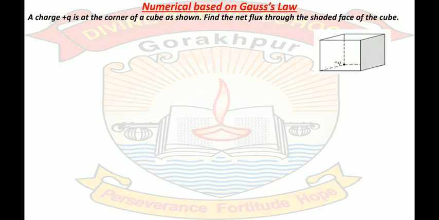One more question through symmetry: one charge is present at the corner of a cube, what is the net flux through the shaded face of the cube? Here it is the shaded face. Through one face only we have to tell. This question is different from the previous one where the charge was present at the center. Here the charge is present at one particular corner, and we have to find out the flux through this face only. Now let us try to understand how this question is solved.